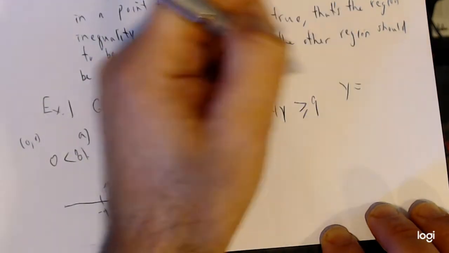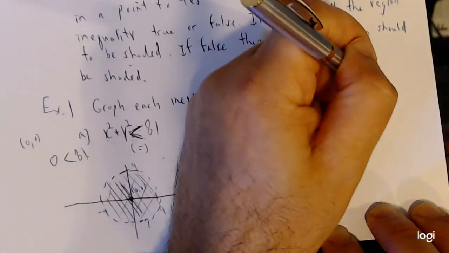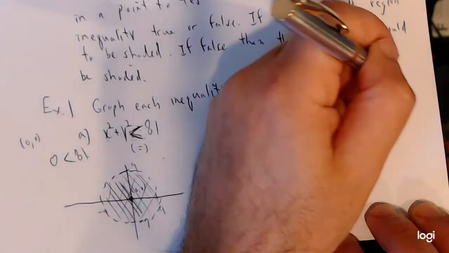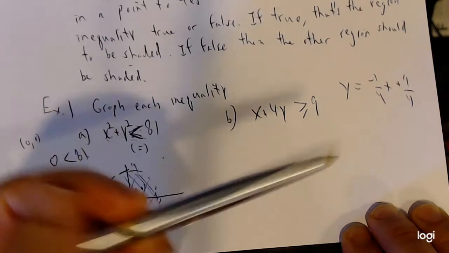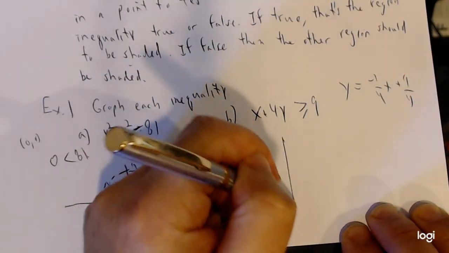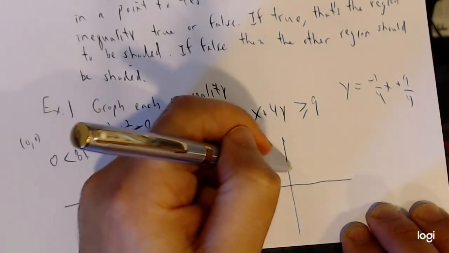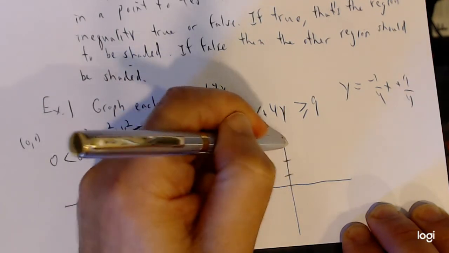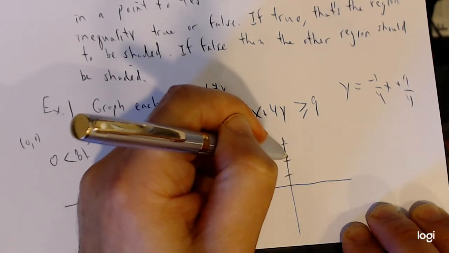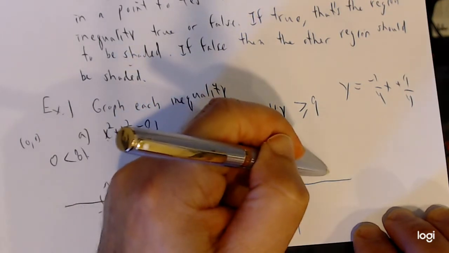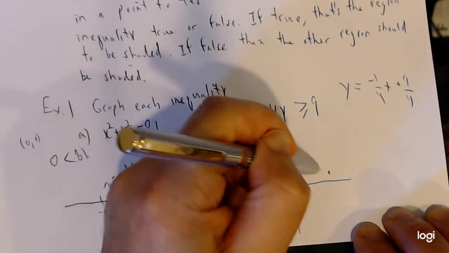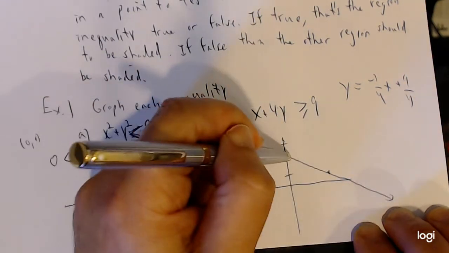Y is equal to negative 1/4 x plus 9/4, right? I only took the equal because I'm trying to graph this. So what do we know here? Our graph looks something like this. 9/4 is 2 1/4. And then my slope is negative 1/4, so go down 1/4 to the right. So it's something like this, right? I'm just going to sketch a general sketch of it.